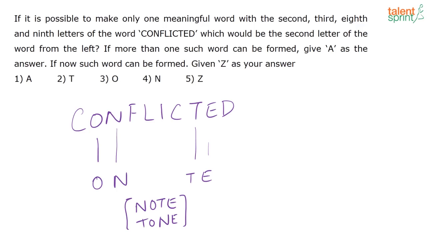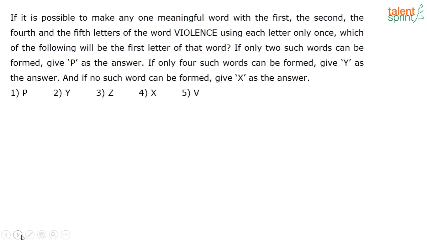Now the question is, if you can form only one word, then what should be your answer? Which will be the second letter of the word from the left? If more than one such word can be formed, give A as the answer. So here we can see that we can form two such words, note and tone. So your answer should be A. If only one word can be formed, then the answer would have been O, as somebody said earlier. But here two words can be formed, so the answer has to be A or option 1. Correct. Let's move on to the next question.